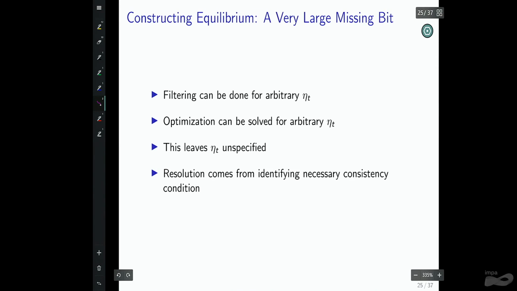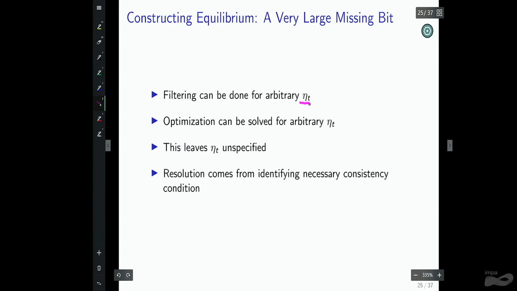Okay, now we do have a problem. We've done the divide and conquer. We've set up one agent's behavior and solved what the other agent is trying to do, and vice versa. But there's something missing. And it has to do with this function eta.